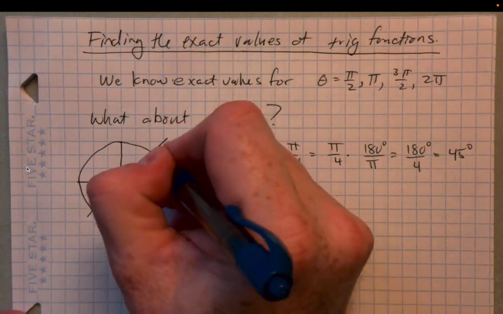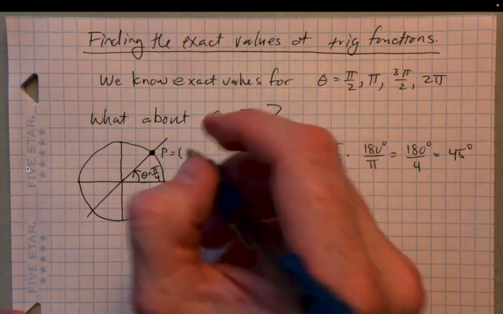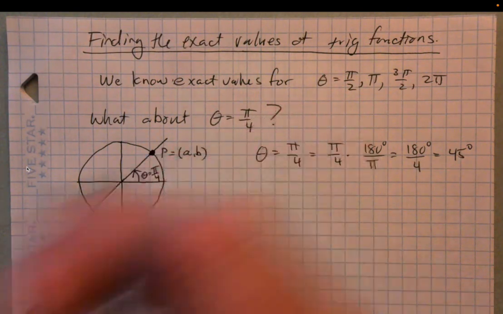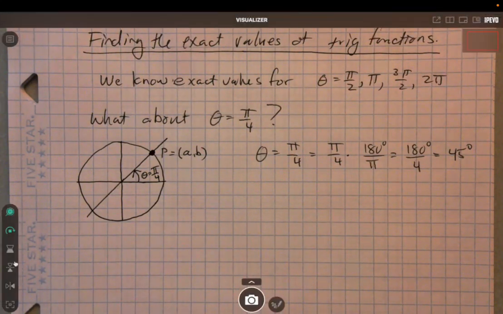Okay, and so let's put a point P on here, and we're going to call it (A, B) instead of (X, Y). It is some definite point, we just don't know what point it is yet. We'll figure out what it is in a second. As soon as we figure out what A and B are, then we know the value of the six trig functions by the definition. So what we need to do is figure out what A and B are.